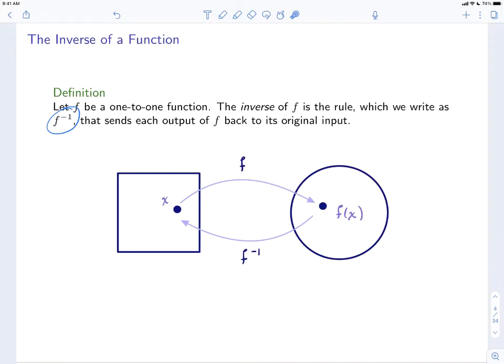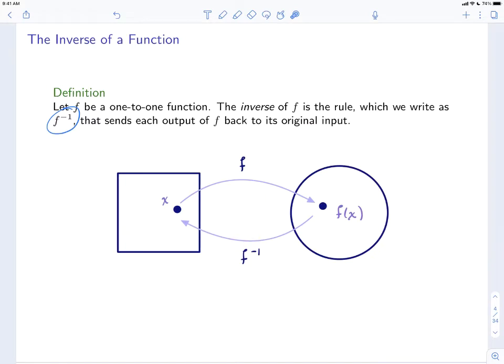The inverse is a function which undoes that. So the inverse f to the negative 1, which we read as the inverse of f or f inverse, goes back. It takes this f at x and takes that back to the original x that it started with. So f is a rule that takes x to some output f at x. But that output for f is now the input for the inverse function, and it takes that input back to the original x value. So f inverse undoes f.